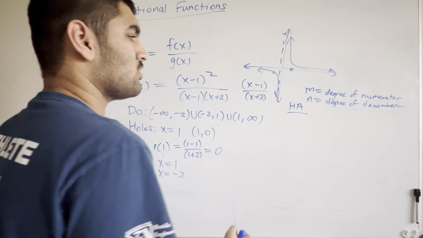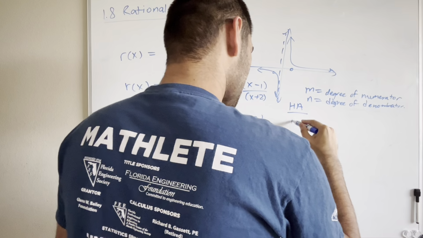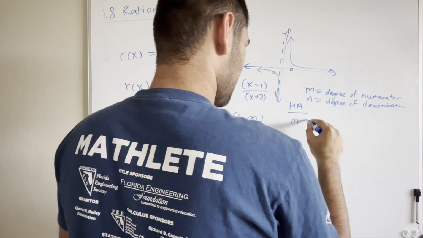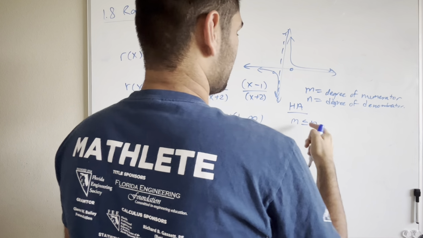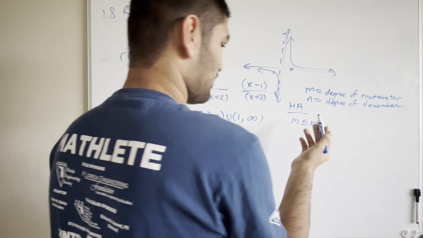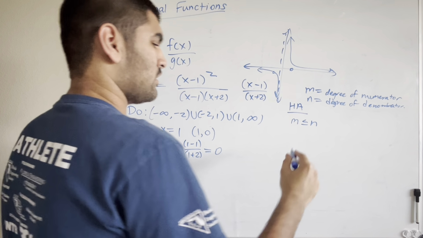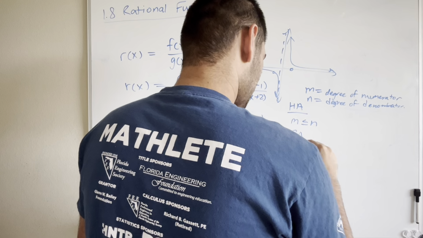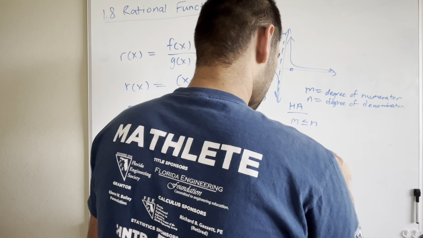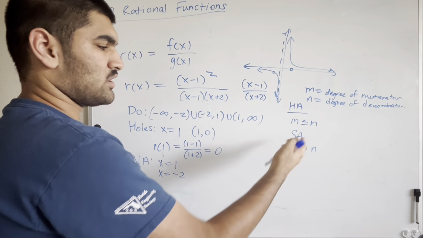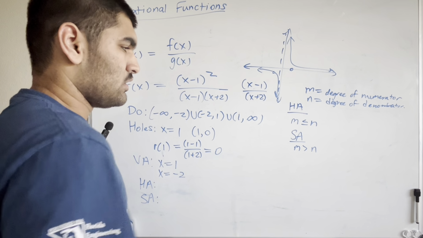All right, so if the degree of the numerator is less than or equal to the degree of the denominator, then you're going to have a horizontal asymptote. All right, and if the degree of the numerator is bigger than the degree of the denominator, then you're going to have a slant asymptote.